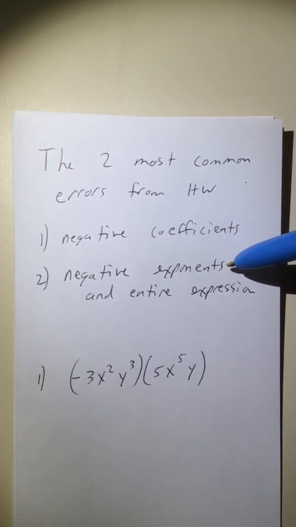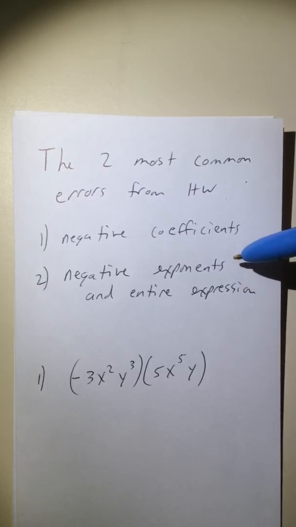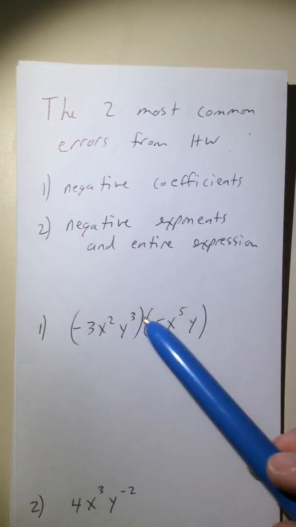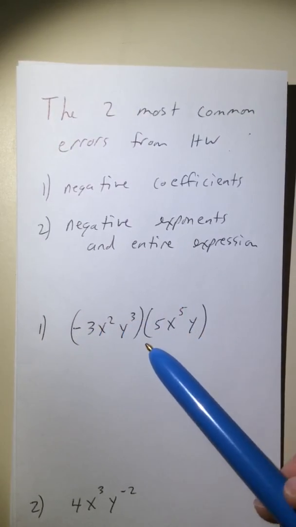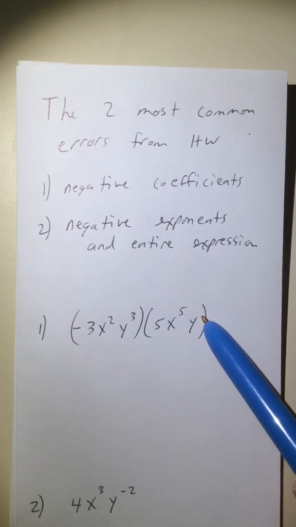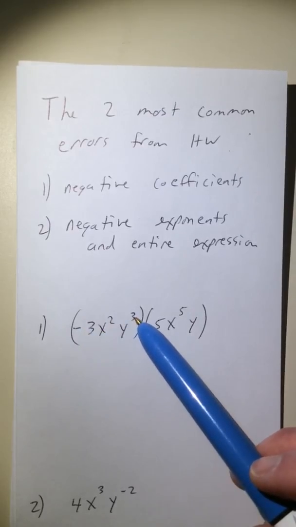Okay, so the two most common errors from the homework were negative coefficients and not dealing with them properly, and also negative exponents and the entire expression and how to deal with that. So here's the first kind of error that I saw right here, which was multiplying these two types of things together. So remember, only things that have negative exponents move their location. Not anything that's negative, just things that are negative exponents.